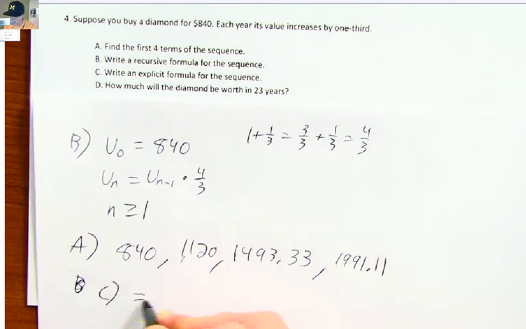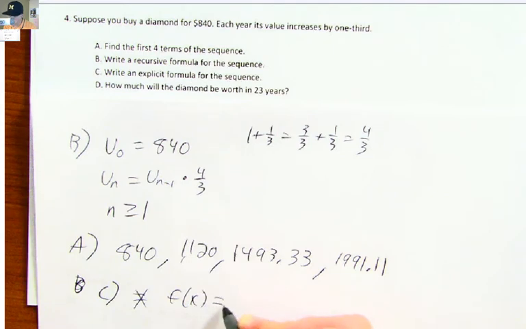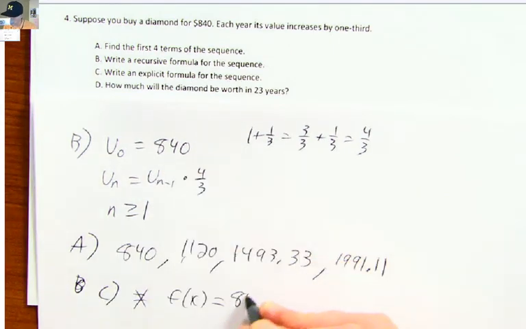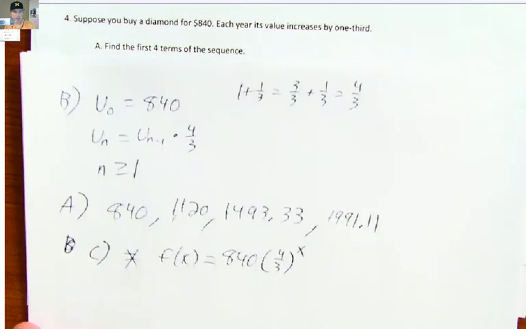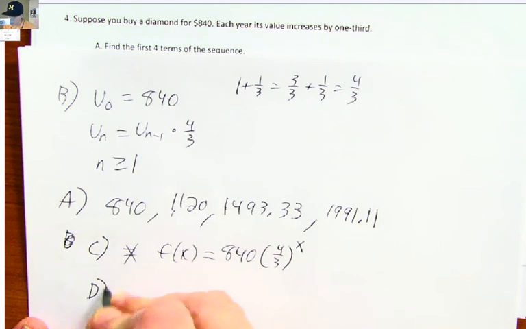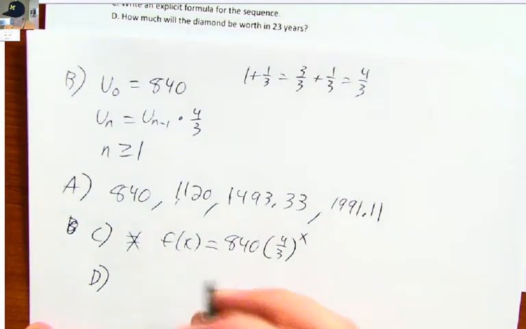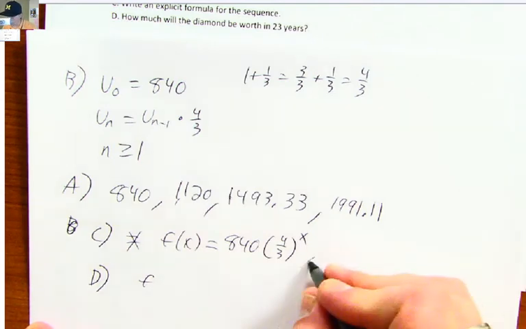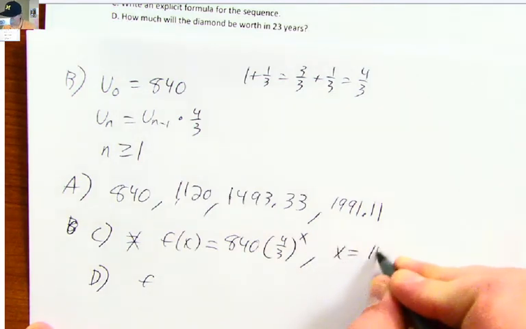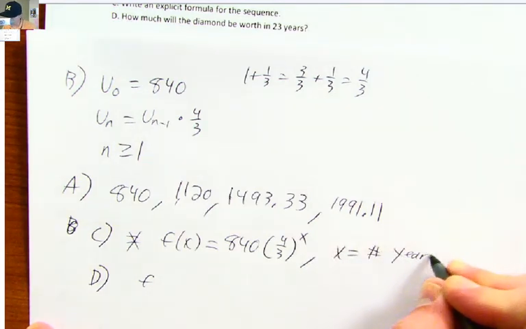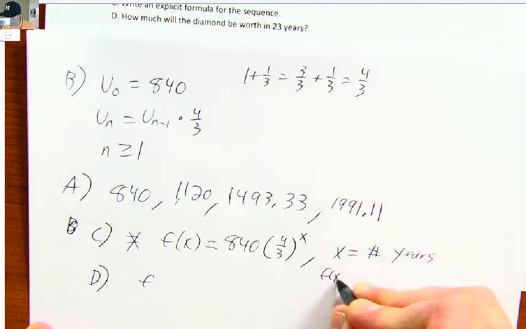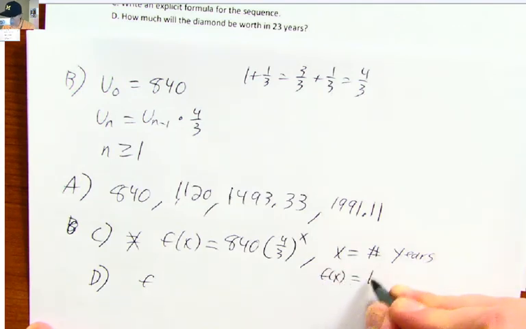Part C, the explicit. F of x is equal to U0, 840, times the common ratio of 4/3 raised to the x. And then the explicit formula is handy because if I want to see how much that diamond is worth in 23 years... Oh wait, I forgot to label my x. X is the number of years. And I guess we should label our f of x too. F of x is the diamond's worth.